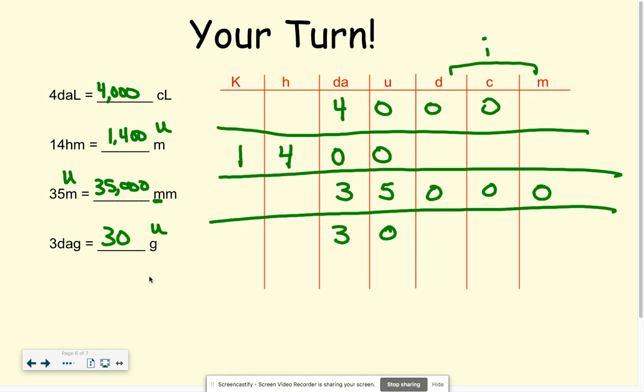Remember, draw your chart. Come up with a phrase if you don't like King Henry died upon drinking chocolate milk. And feel free to share it out. Maybe yours will become the new way of remembering the metric system chart. Good luck, keep practicing, and seek help if needed.